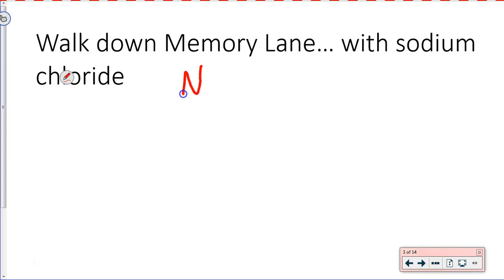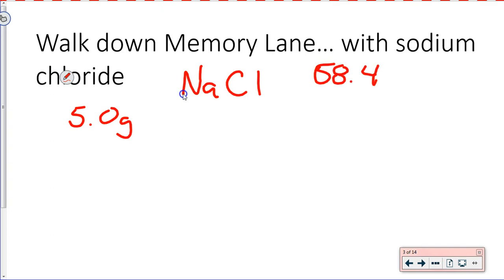Obviously, we know sodium chloride is NaCl. If we want to convert 5.0 grams of NaCl to moles like we did before, we know the conversion factor for NaCl, the molar mass, is 58.44 grams per 1 mole. That's a 58, not a 68. Yeah, all right. Here we go.